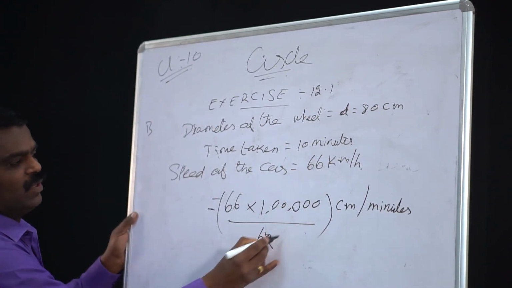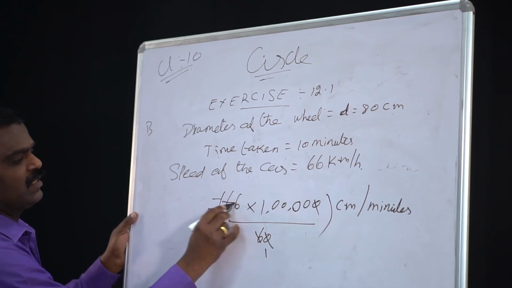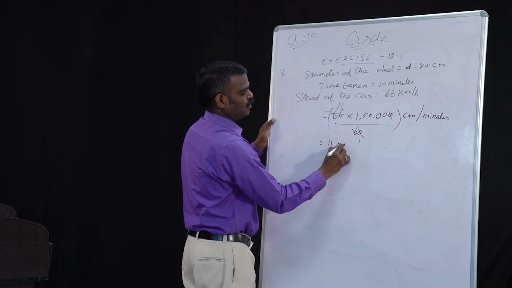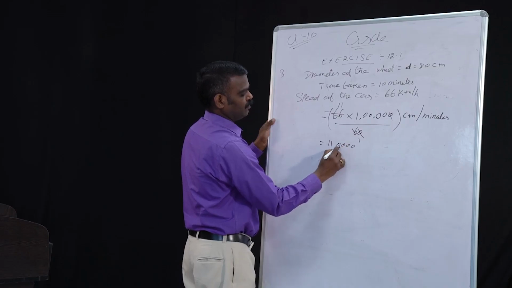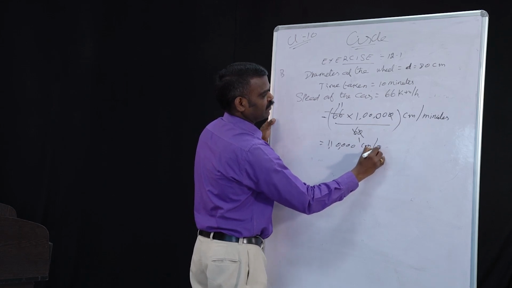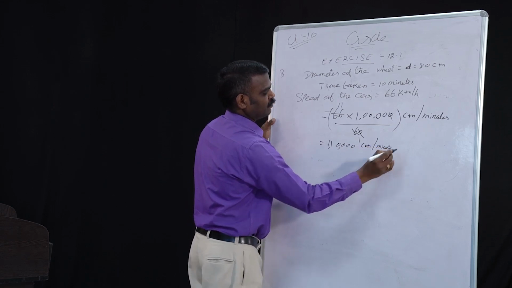Getting? 10 and 10 cancel, 66 by 6 is 11. So how much? 11, 1, 2, 3, 4. 1, 2, 3, 4. Centimeter per minute. Okay.